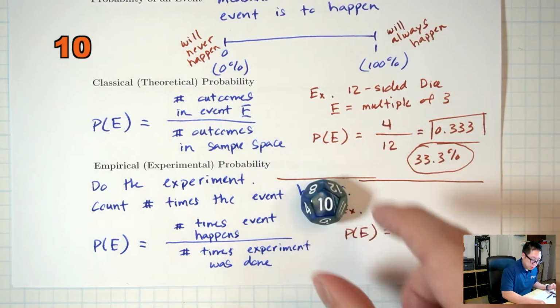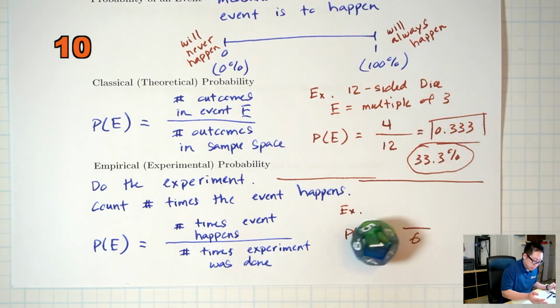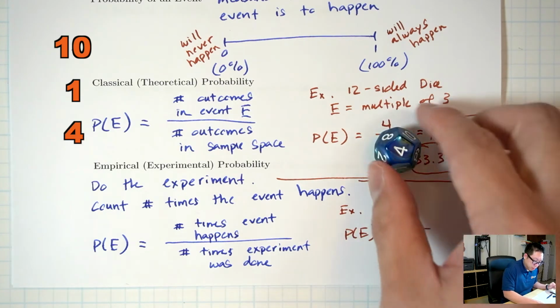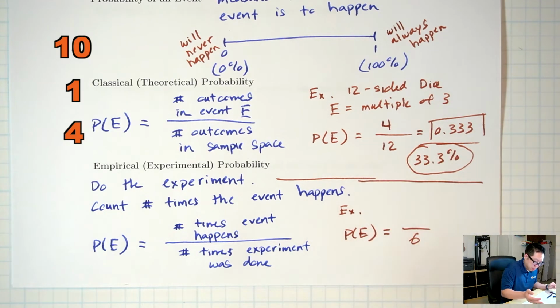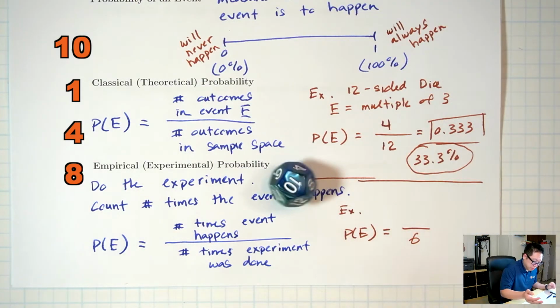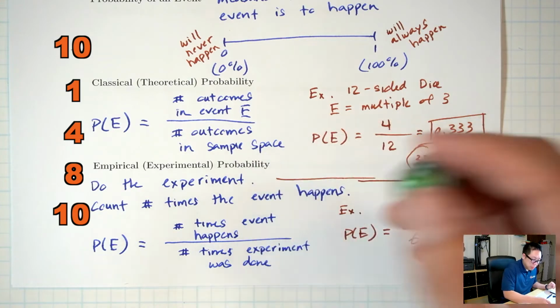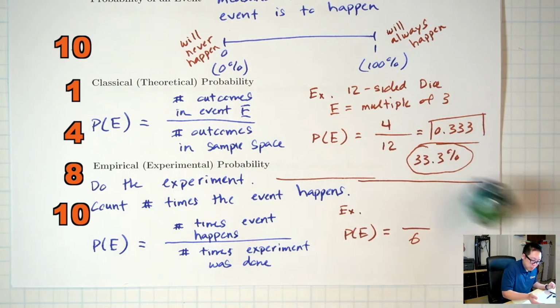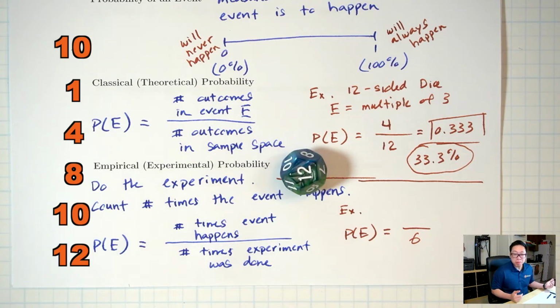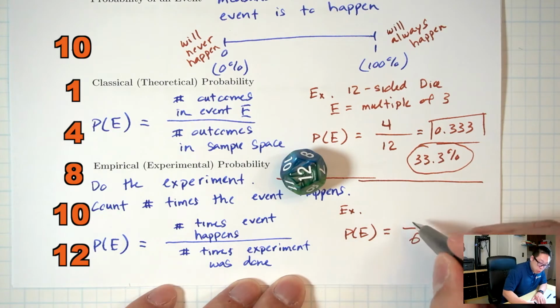That's 1. That's not a multiple of 3. That's not a multiple of 3. Not a multiple of 3. That's not a multiple of 3. That's not a multiple of 3. And I think I roll one more time. Got 12. So that is a multiple of 3. So I rolled it 6 times, and a multiple of 3 happened 1 time.